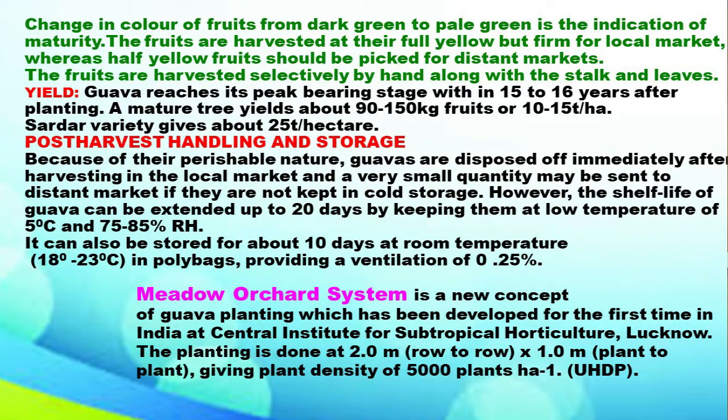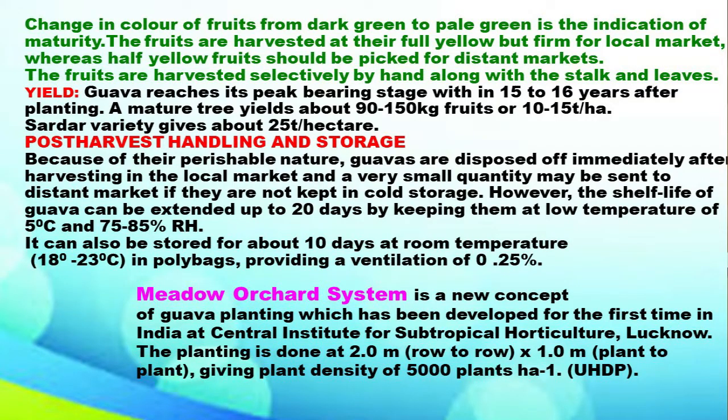However, the shelf life of guava can be extended up to 20 days by storing them at a low temperature of 5 degrees Celsius and 75 to 85% relative humidity. It can also be stored for about 10 days at room temperature, 18 to 23 degrees Celsius, in poly bags, providing a ventilation of 0.25%.